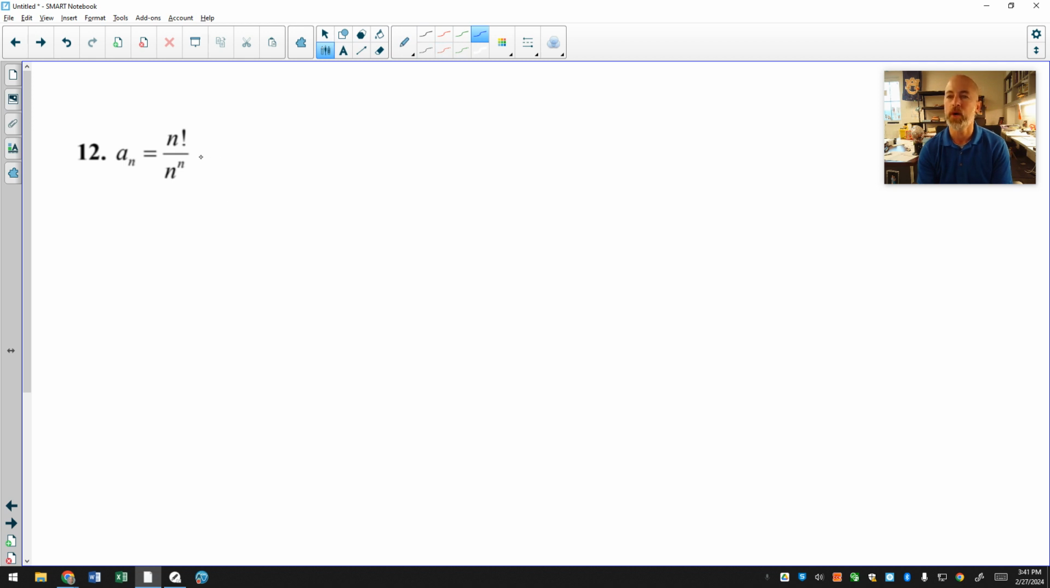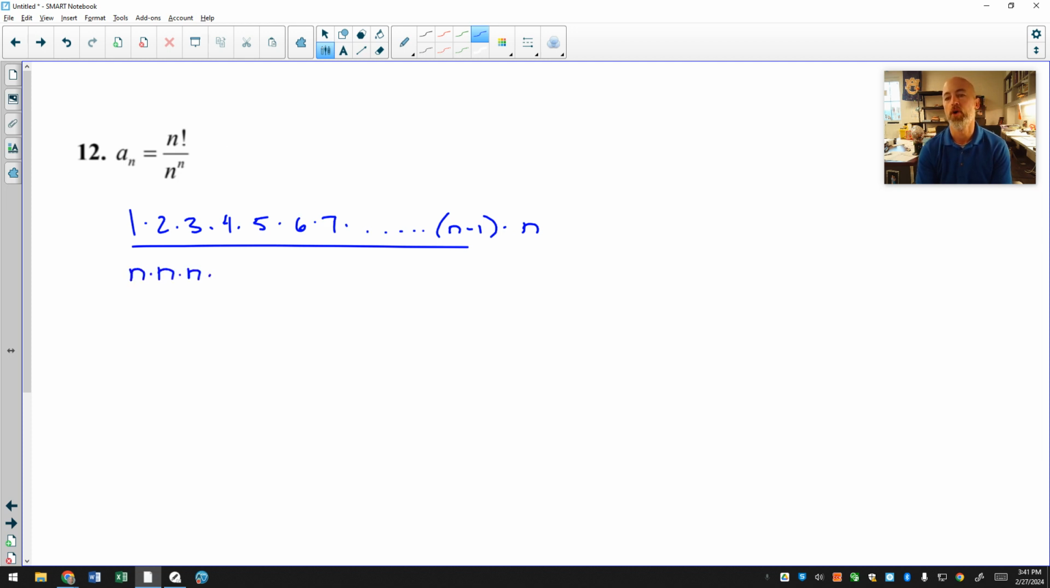But let's see why. If I were to expand this out, n factorial means I'm starting at 1, and I'm going to multiply that by 2. Then that times 3. Then that times 4. Then 5. Then 6. Then 7. Then all the way up until I get to n minus 1. And then I get to n, right? As n goes to infinity. My denominator, n to the nth power, means I'm multiplying n times itself a whole lot of times.